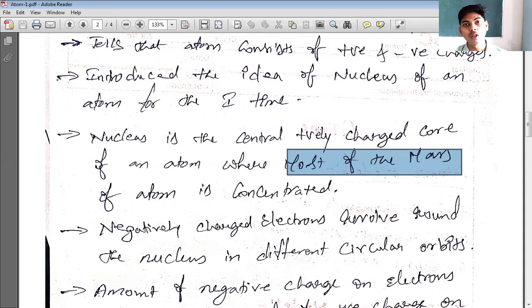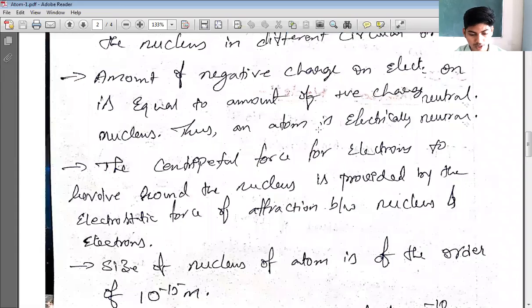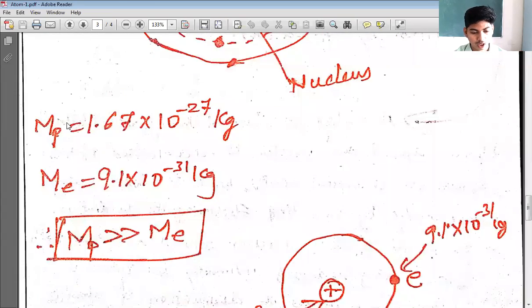Electrons are revolving around the nucleus. So electrons are outside the nucleus. In the nucleus, the particles that are present are only protons and neutrons. Electrons are outside the nucleus. If we compare mass of proton and mass of an electron, see, mass of proton is 1.67 into 10 to the power of minus 27 kg. Mass of neutron is also the same. Mass of electron is 9.1 into 10 power minus 31 kg.